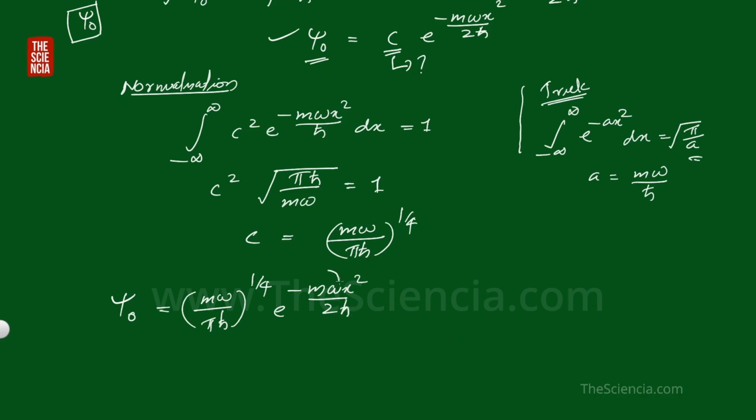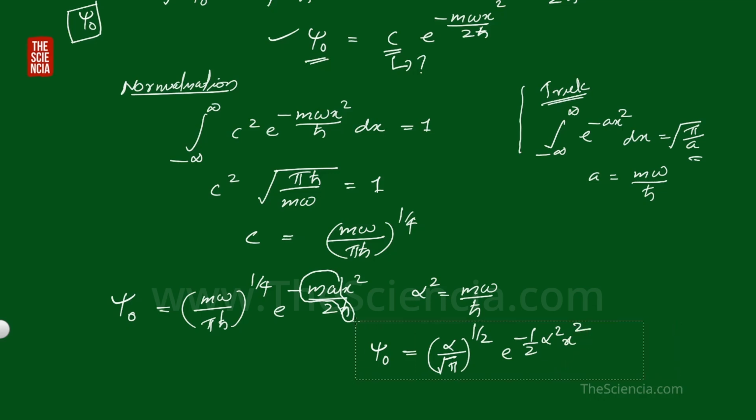Here I am calling this term m omega by h cross as alpha squared, that is equal to m omega by h cross. So I can rewrite this expression as psi 0 is equal to (alpha by root pi) all raised to 1 by 2 e raised to minus half alpha squared x squared. So here we got the wave function corresponding to the ground state, right? Now we have to evaluate the wave function for the first excited state.